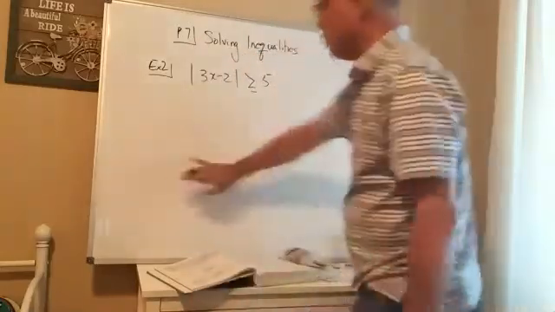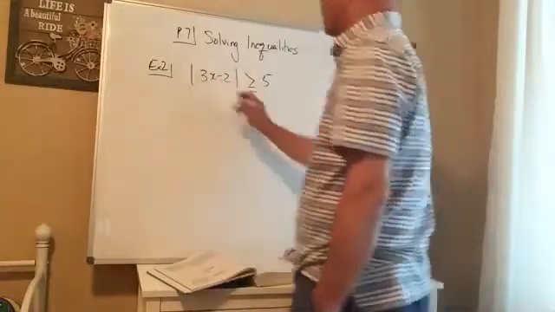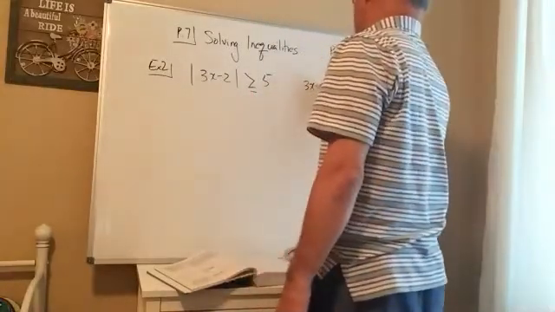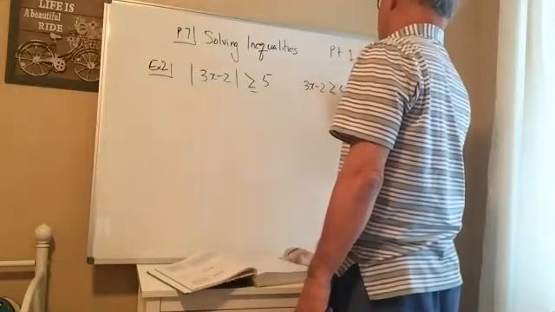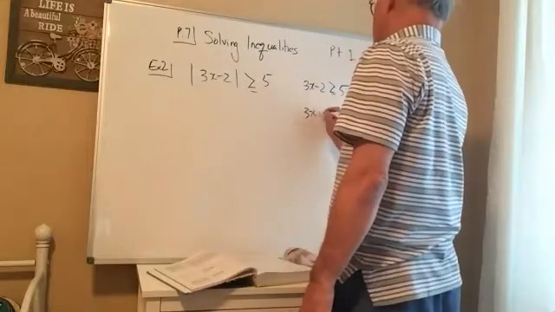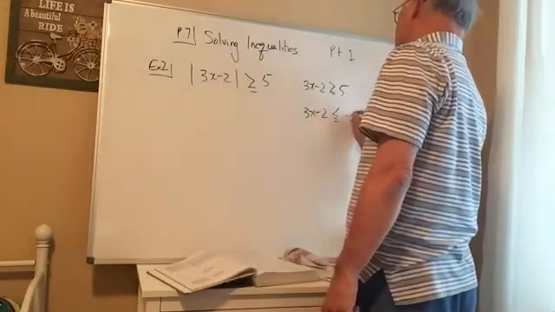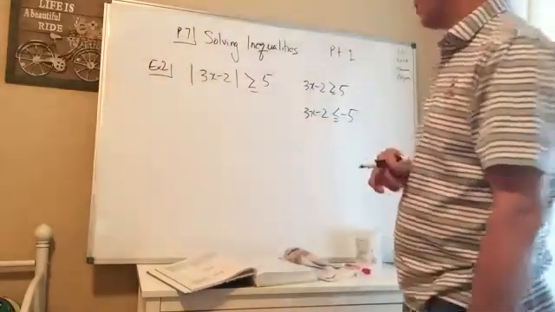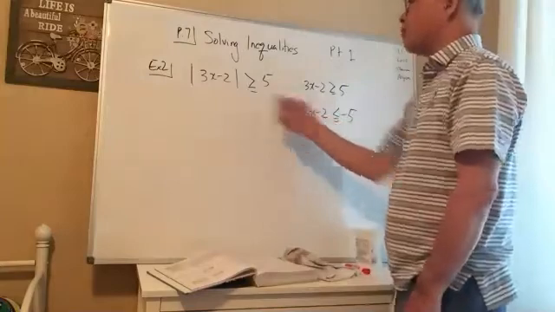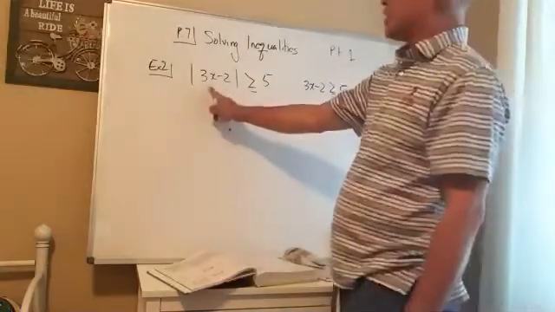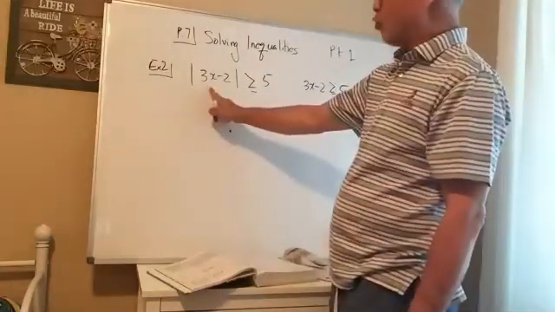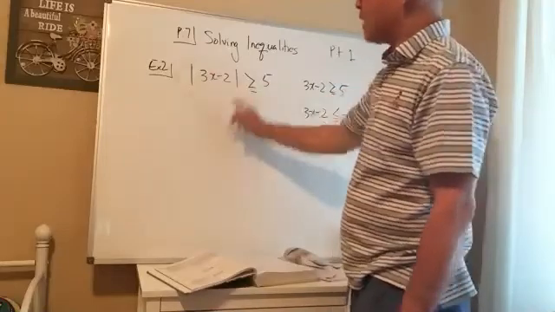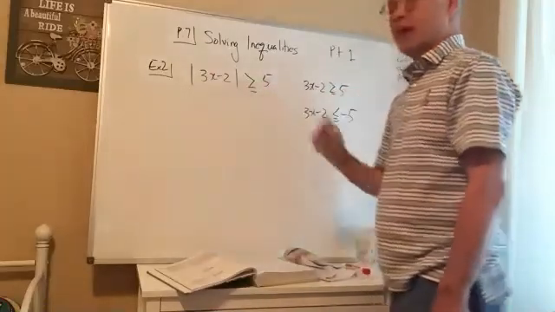In other words, what do I have here? I have that 3x minus 2 has to be greater than or equal to 5, or 3x minus 2 has to be less than or equal to negative 5. Because if it's less than negative 5, it would be like negative 6, negative 10, negative 20, and the absolute value of that would be greater than 5.